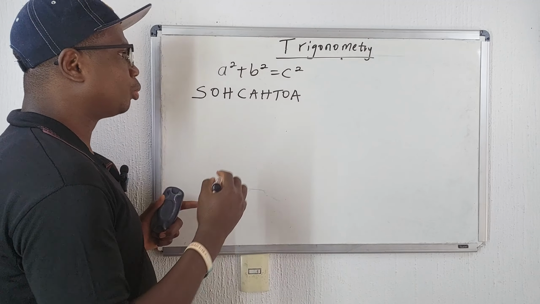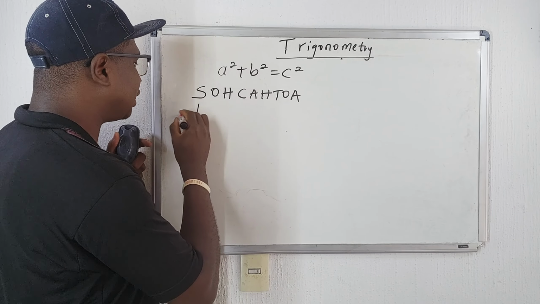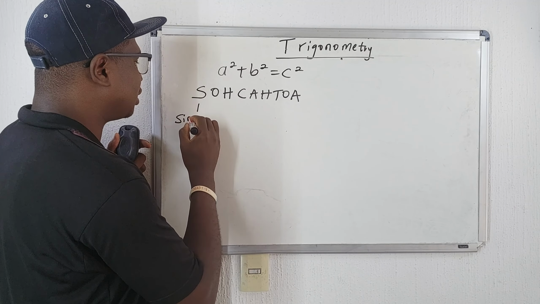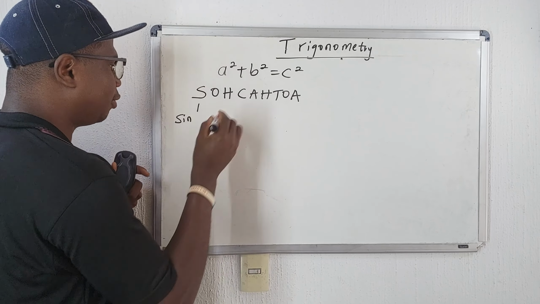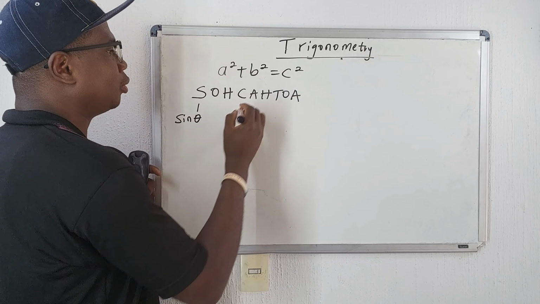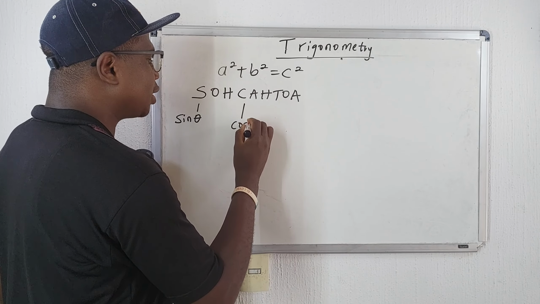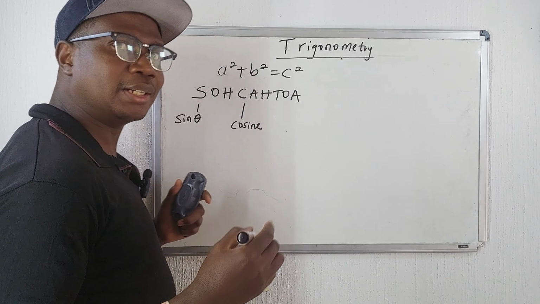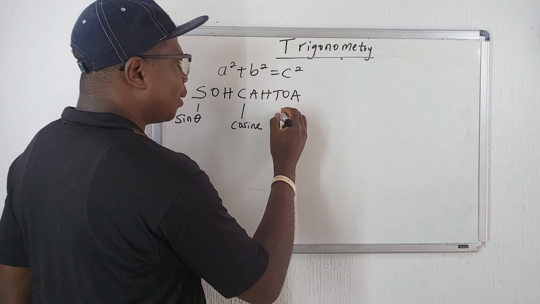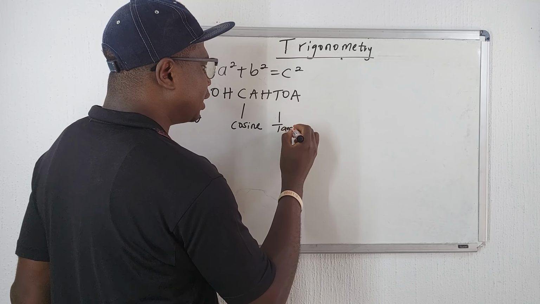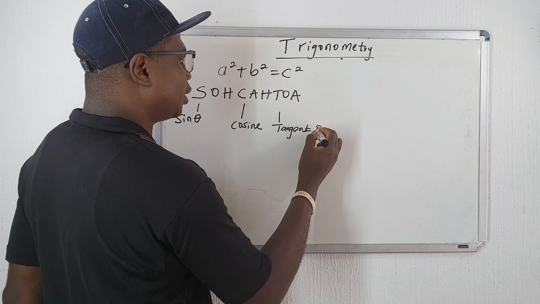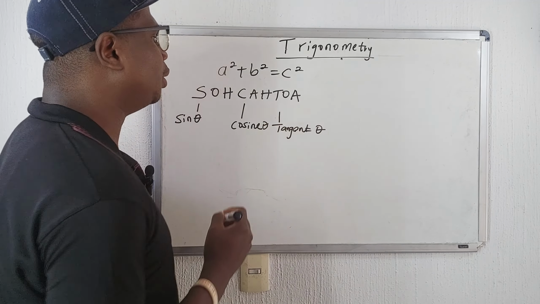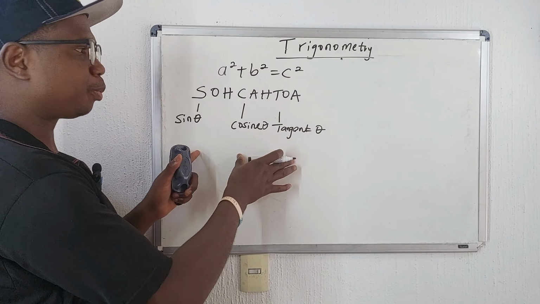Now, this is the sine of an angle. For example, let's say sine theta. This is the cosine, and this is what we call the tangent of an angle, say tan theta. Now, these are the ratios.